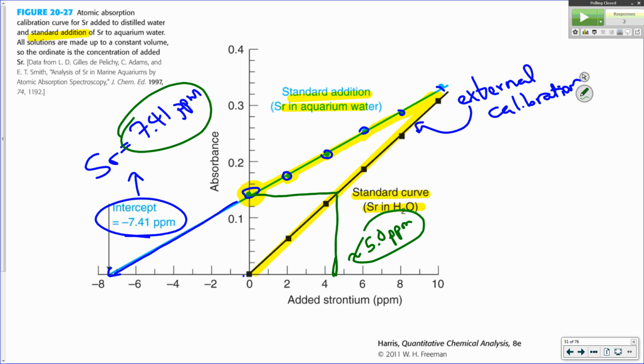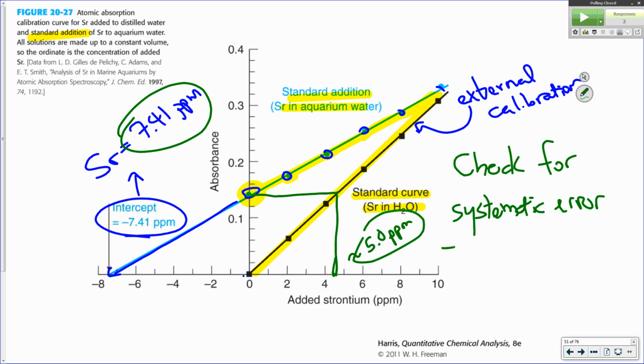Now, way back in chemical analysis, I talked about ways to check for error. What type of error would this be called? A systematic error or a random error? Systematic. Okay, so this is a deviation from the truth. So this is a systematic error. And there were ways to check for the systematic error.